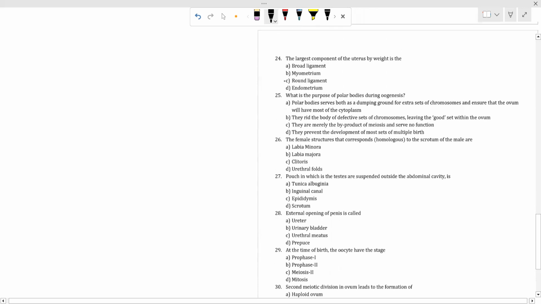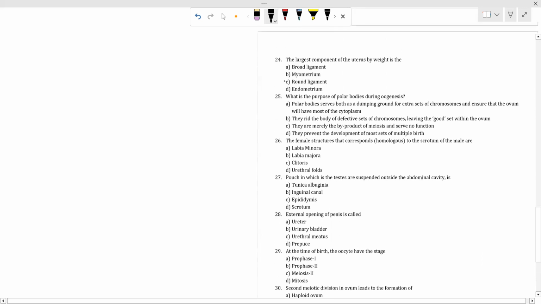Next, the largest component of the uterus by weight. Which is the thickest and heaviest in the uterus? That is the myometrium. It is a thick layer. So the answer is B. Myometrium is thick and heavy in weight in the uterus.